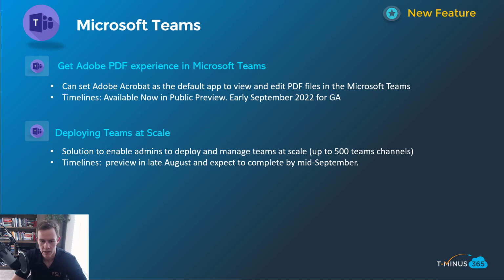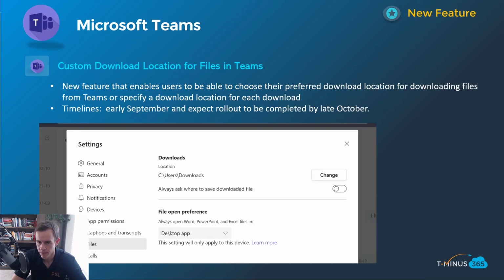Deploying Teams at scale, this is one you can use to deploy Teams in bulk, up to 500 Teams channels, where previously you could only deploy one Teams channel at a time. This might be helpful if you're onboarding a customer and have a default template for the Teams channels that you do create. This will be in preview in late August, be complete by mid-September.